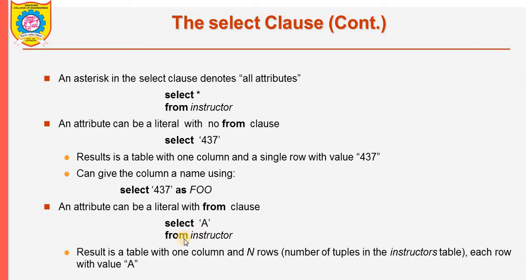An attribute can be a literal with the from clause. So select a from instructor: the result table will have one column and n rows, that is, the number of tuples in the instructor table. Each row will display the value a.